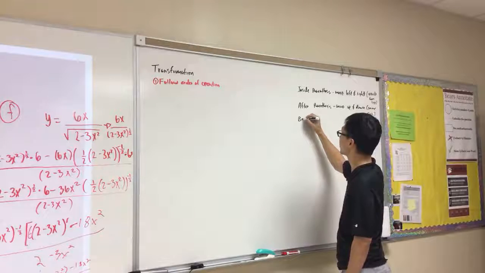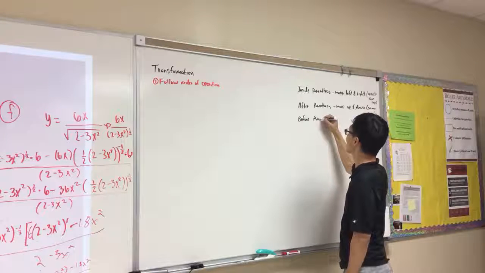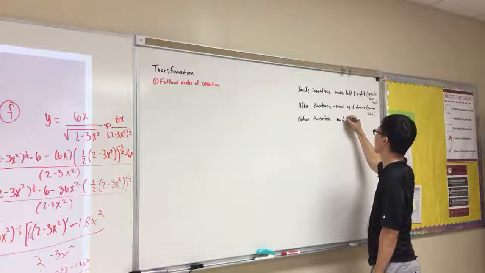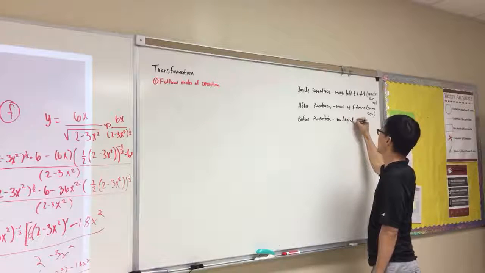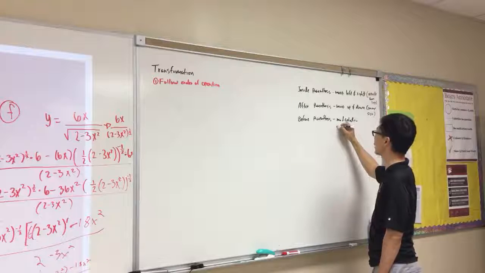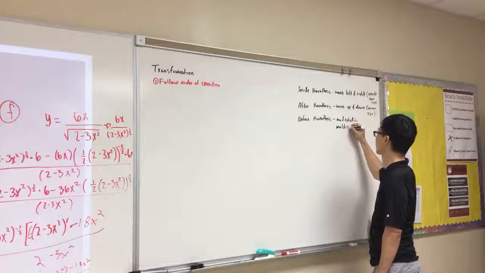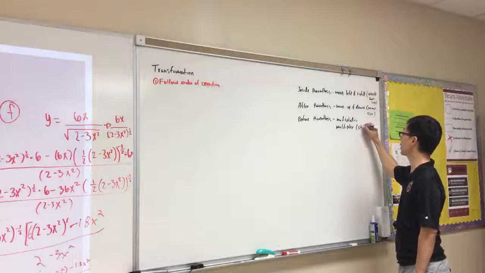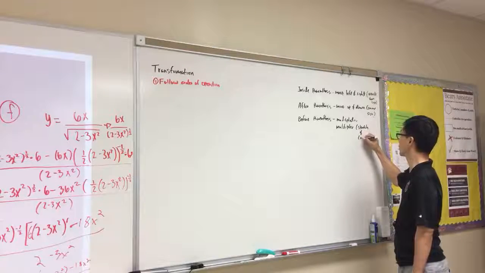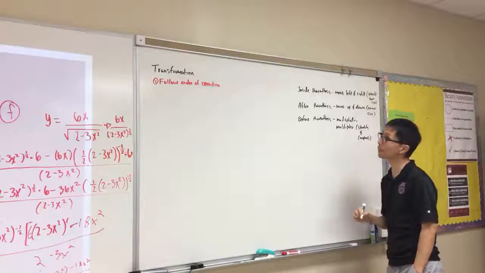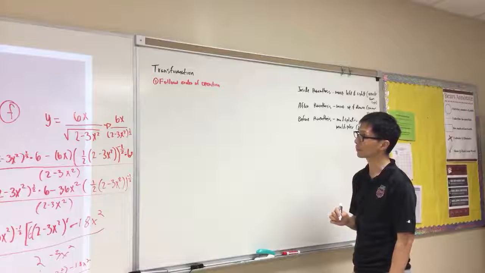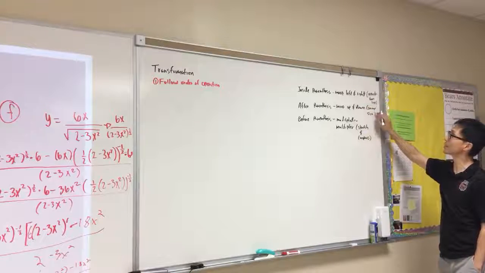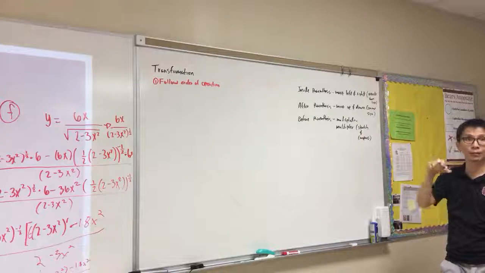Before parentheses, it usually means multiplication. I call it a multiplier, or some people call it a stretch or compress. The parentheses move up and down in what? Up and down, same sign. So if it's positive, it's going to go up. If it's negative, it's going to go down.